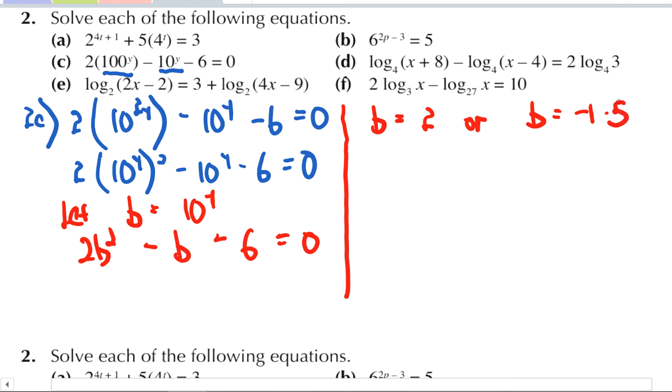But is our job done? Not yet. Not yet. Why? Because our job is not to find b. Our job is to find y in this question. So let me rewrite. Sati, let us do this part first. 10 to the power of y is equal to negative 1.5. Can this be solved? No. Why no?